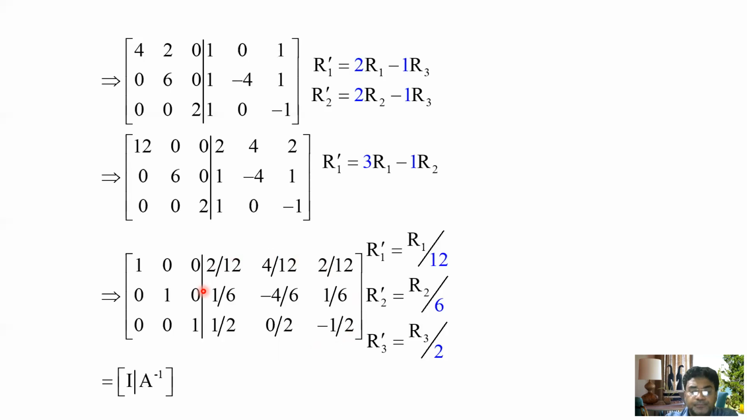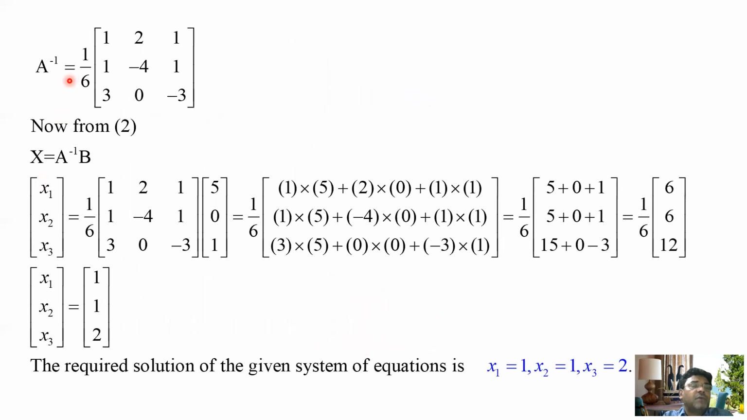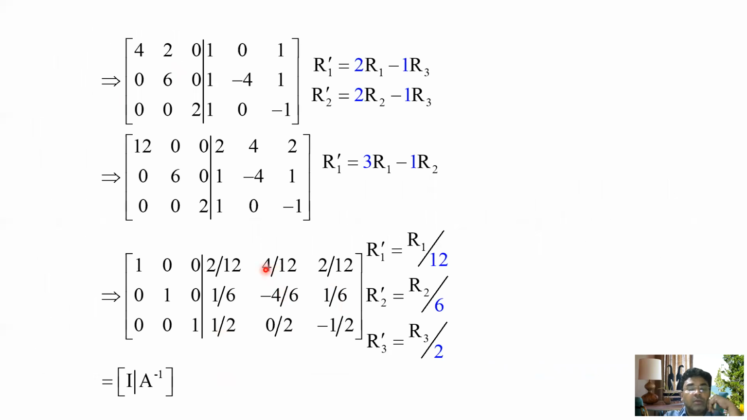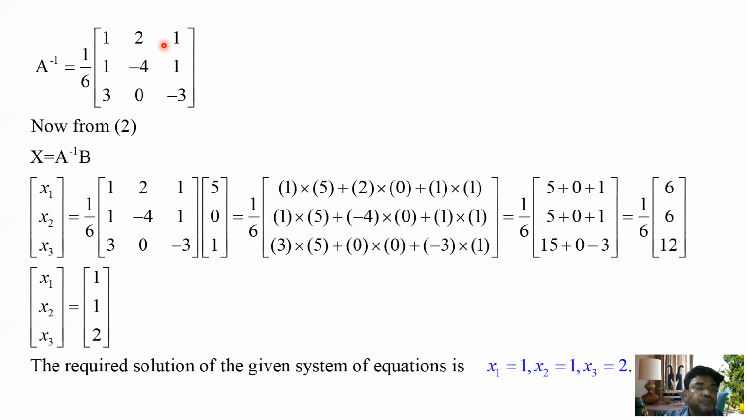Okay, so you may write, if I simplify, 1 by 6, 2 by 6, 1 by 6, 1 by 6, minus 4 by 6, 1 by 6, 1 by 2, 0 and minus 1 by 2. What is your A inverse? Now after simplification you have A inverse equals to 1 by 6 times 1, 2, 1, 1, minus 4, 0 and 3, 0, minus 1. I'm taking 1 by 6 common from the last step. From this matrix, I'm taking 1 by 6 as a common. Okay. Now, so you know A inverse is this. So this is the basic difference.